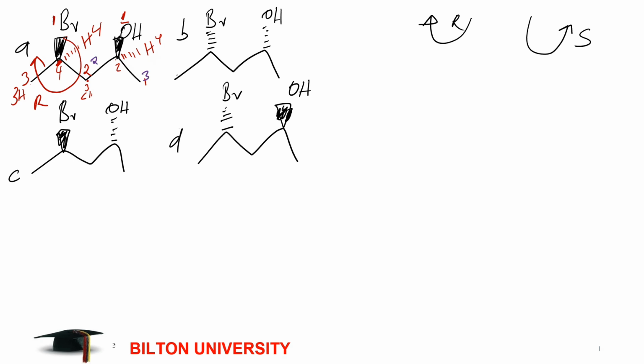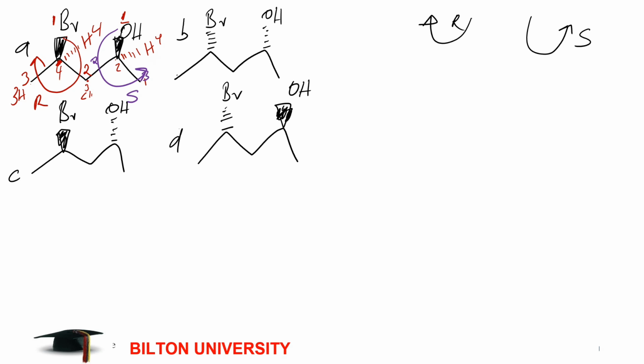And this is going to be priority number 3. Because our oxygen, our first priority, is in front and hydrogen is at the back, we can move easily anti-clockwise, and this is going to give us an S configuration. Now let's look at B.